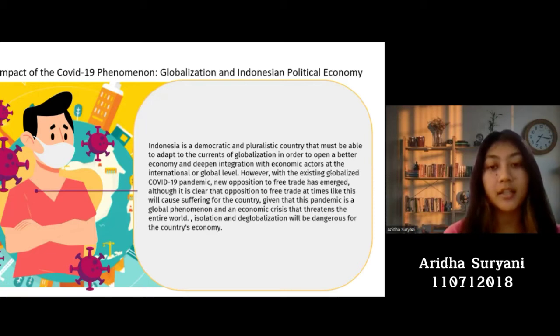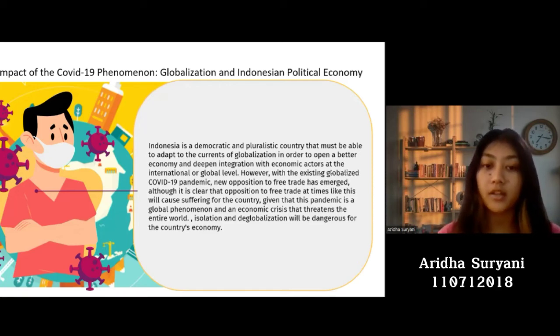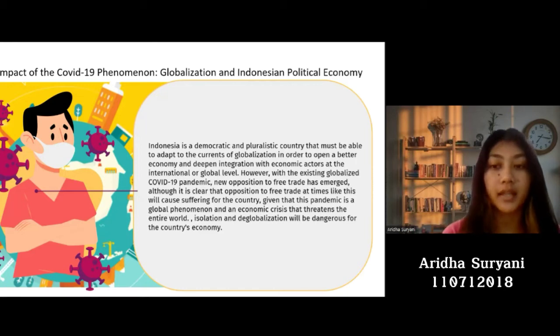Because Indonesia is a democratic and pluralistic country, it must be able to adapt to the currents of globalization in order to open a better economy and deepen integration with economic actors at the international or global level. However, with the existing globalized COVID-19 pandemic, new opposition to free trade has emerged. Although it is clear that opposition to free trade at times like this will cause suffering for the country, given that this pandemic is a global phenomenon and an economic crisis that threatens the entire world. Isolation and deglobalization will be dangerous for the country's economy.